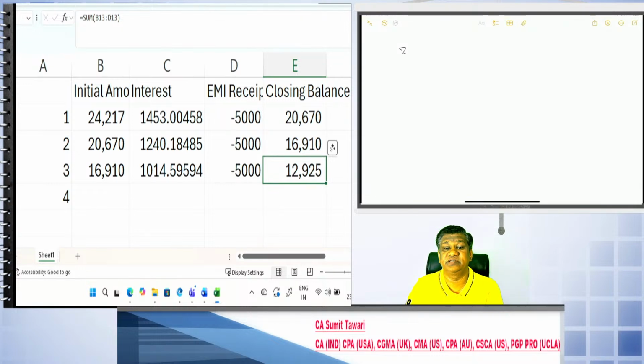So in the first year it is basically 3546, because he is getting 5,000 including interest. Out of this, 1453 is interest. The remaining amount needs to be considered as repayment towards the principal. This is the way we need to do it. We'll see the entries one by one.